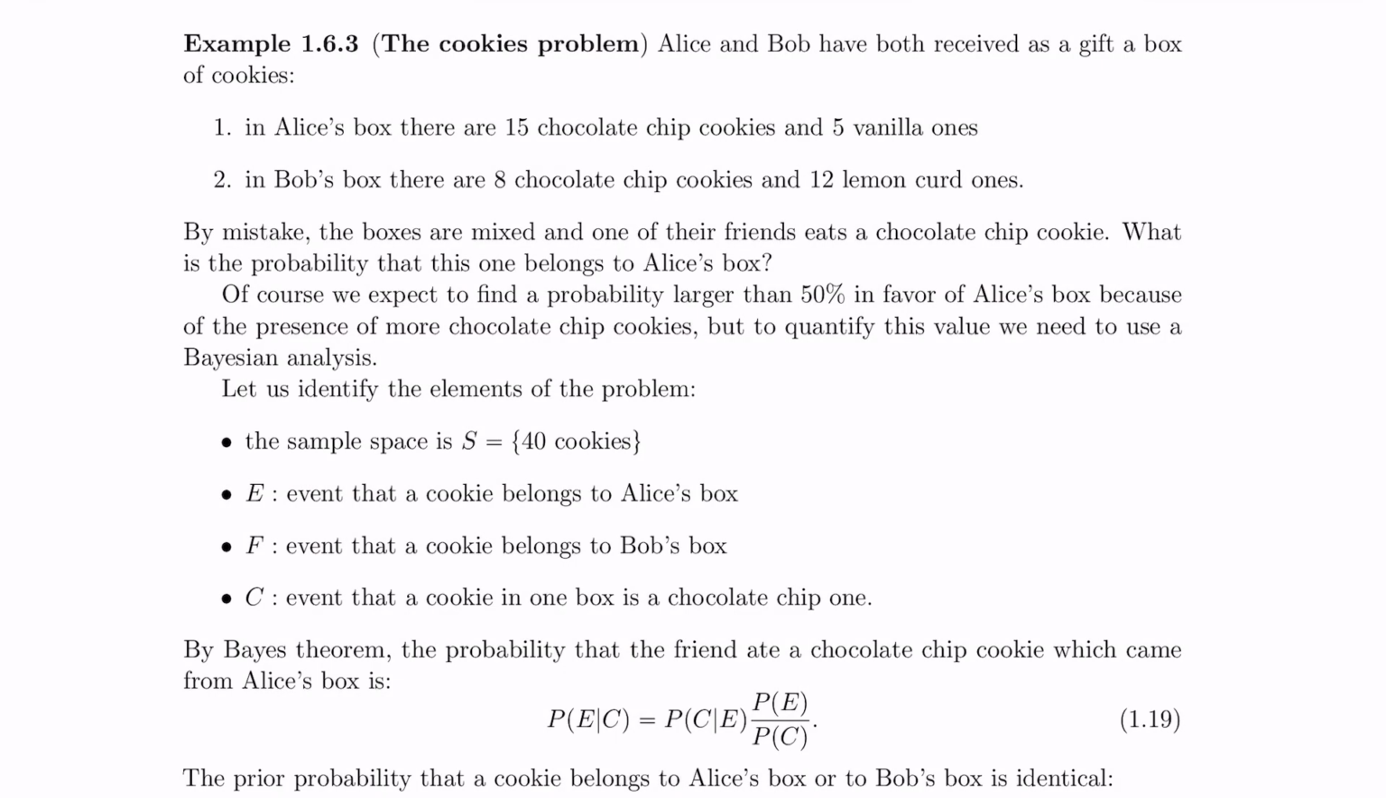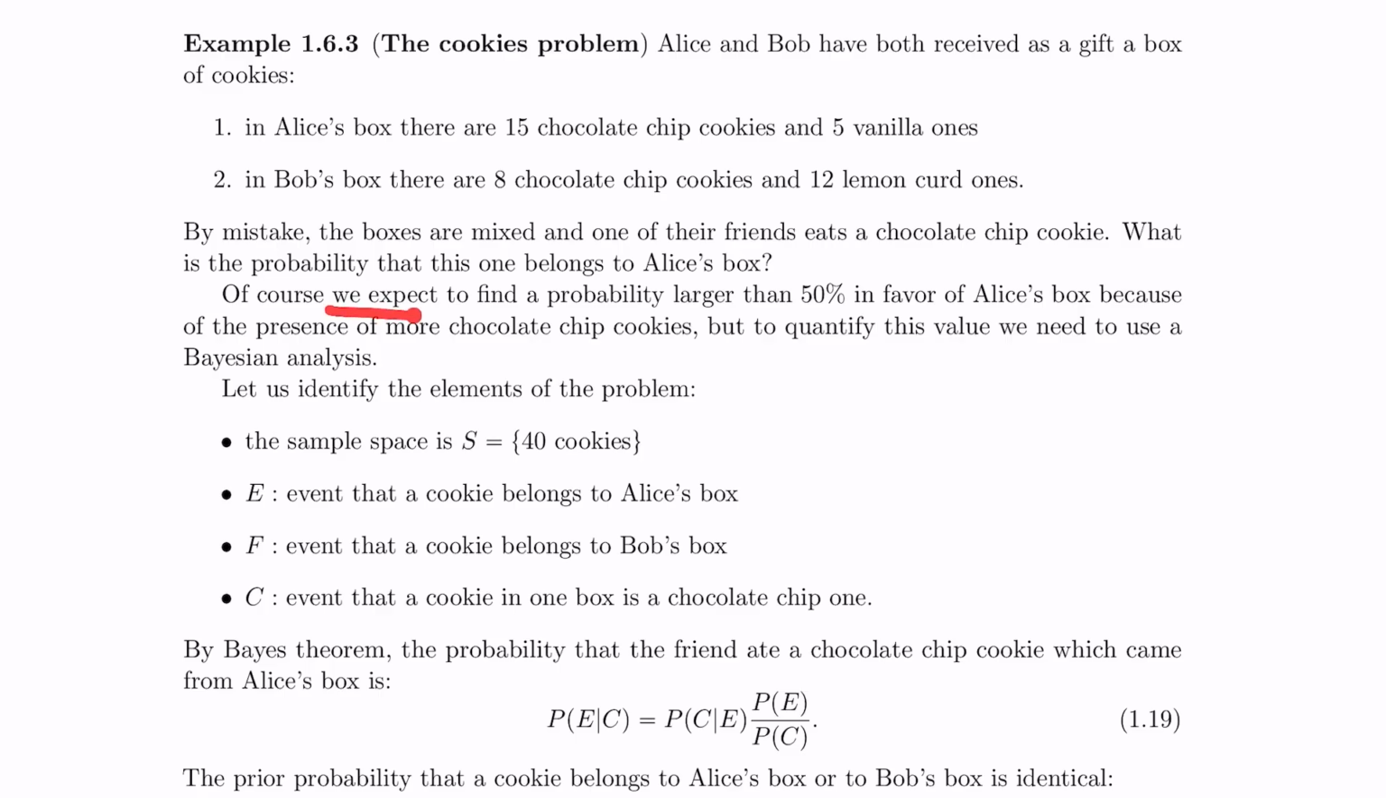The next example that we discuss is called the cookies problem. Alice and Bob are a young couple and they both receive as a gift a box of cookies. In Alice's box there are 15 chocolate chip cookies and 5 vanilla ones. In Bob's box there are 8 chocolate chip cookies and 12 lemon curd ones. By mistake, the boxes are mixed and one of their friends eats a chocolate chip cookie. What is the probability that this one belongs to Alice's box?